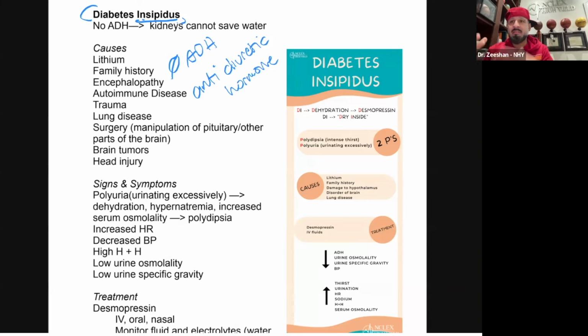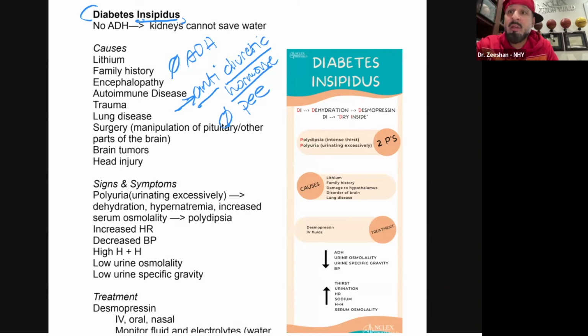So let's just take a step back and understand what ADH is. Anti-diuretic hormone means I'm not going to diurese, or I'm not going to pee. It's a hormone that's not going to allow me to pee. ADH is anti-peeing, no peeing hormone, anti-diuretic hormone.